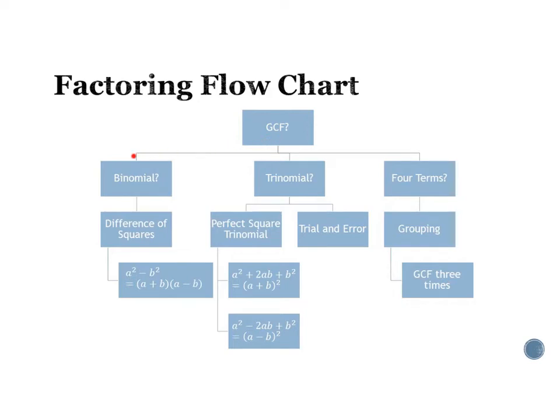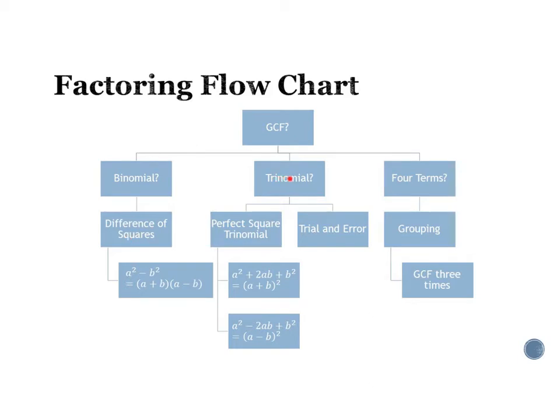If the polynomial has 2 terms, if it's a binomial, the only way at the moment you know how to factor a binomial is if it's a difference of squares. Remember, a difference has to be subtraction, and then each term is something squared. If it fits into that pattern, you're going to factor it into a plus b and a minus b, which remember we called conjugates. If it's a sum of squares or anything else, at the moment we don't know how to factor those. This is the only thing we've talked about for binomials.